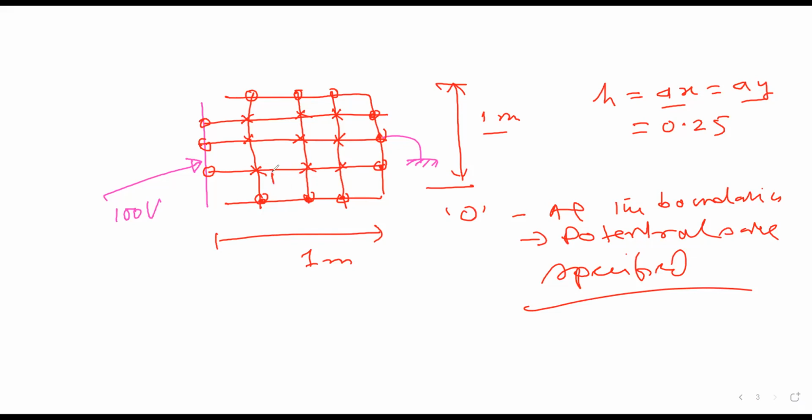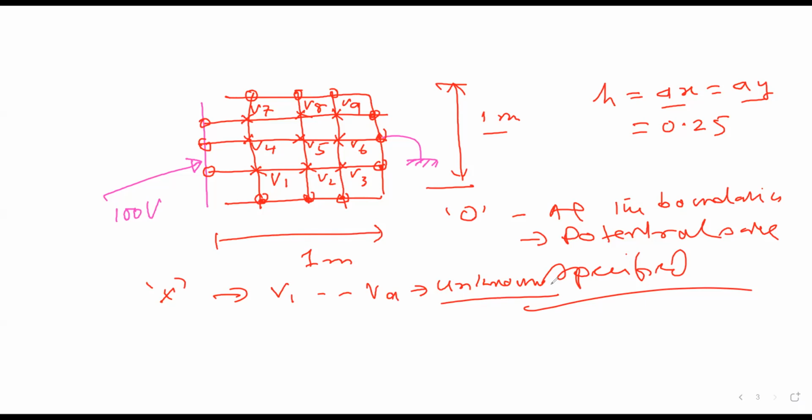That means if we consider this potential is V1, this is V2, this is V3, this is V4, this is V5, this is V6, V7, V8, V9. That means these node points, from V1 to V9, are unknown. Are they not unknown? You do not know them. Now, how to find them? A very simple thing, anybody can do that. You know the equation there.